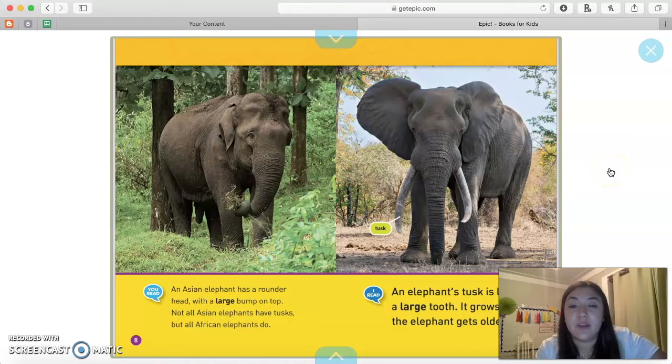So I hope you see the bold words. I also see a label right here on the real photographs. This label shows me that this is a tusk.